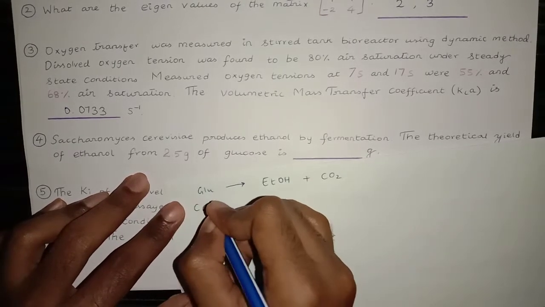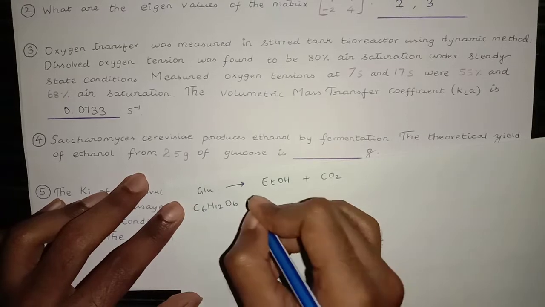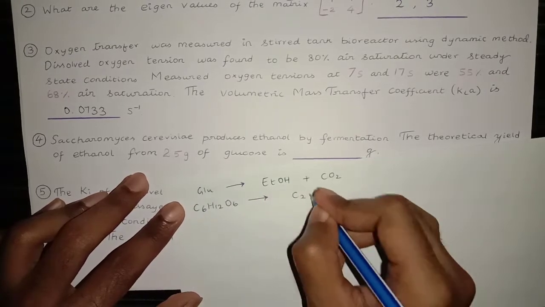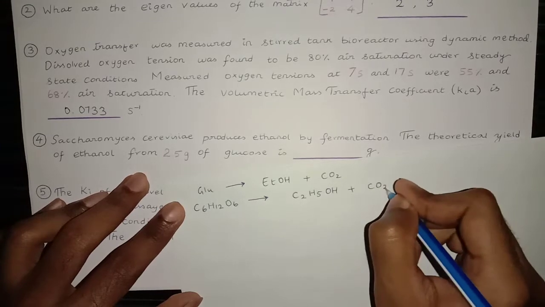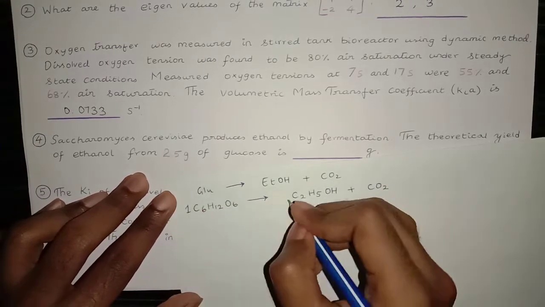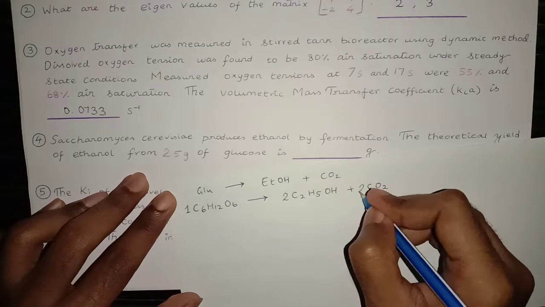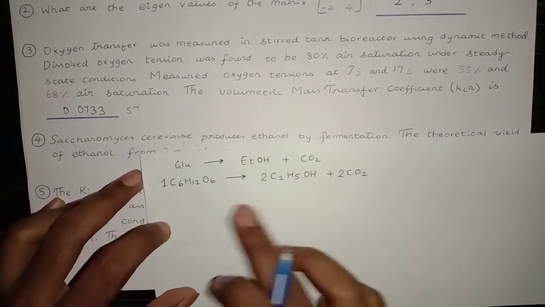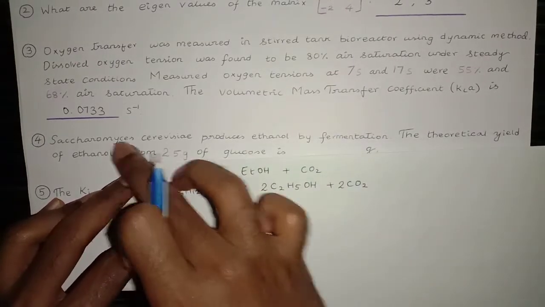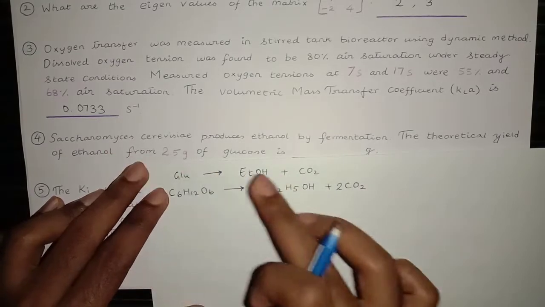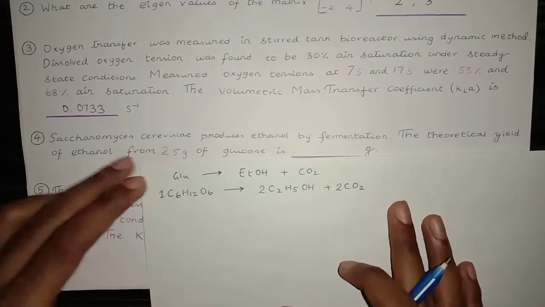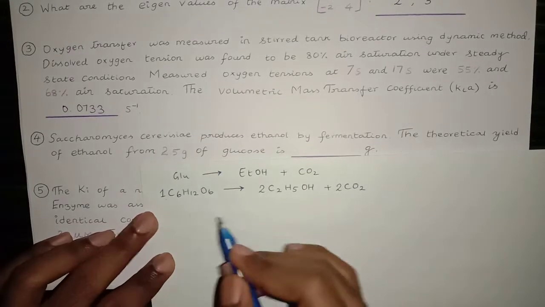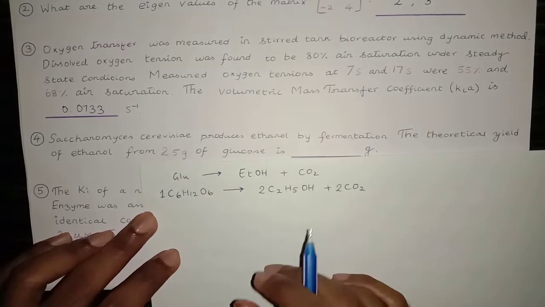Glucose, C6H12O6, giving rise to C2H5OH plus CO2. That is 1 mole of glucose giving rise to 2 moles of ethanol plus 2 moles of carbon dioxide. So it's a balanced equation which describes the fermentation of Saccharomyces cerevisiae producing ethanol using glucose as substrate. Say 1 mole of glucose giving rise to 2 moles of ethanol.